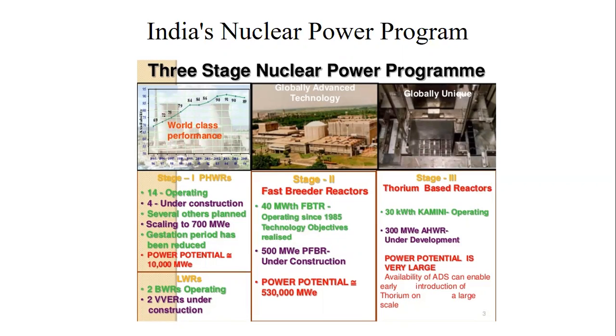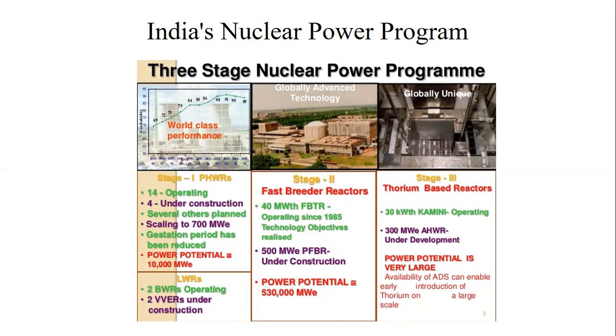Besides, the PHWR core containing natural uranium is safer with its lesser radioactivity and has an on-power refueling facility. Due to its excellent neutron economy, the PHWR has a greater yield of plutonium. India has planned a 3 stage program to benefit from nuclear energy.